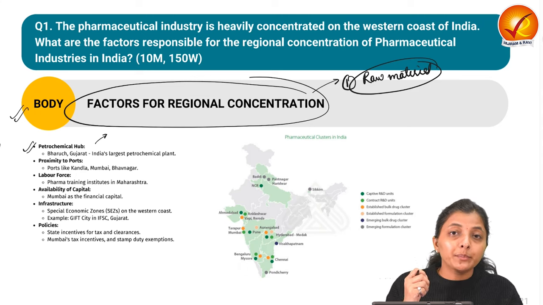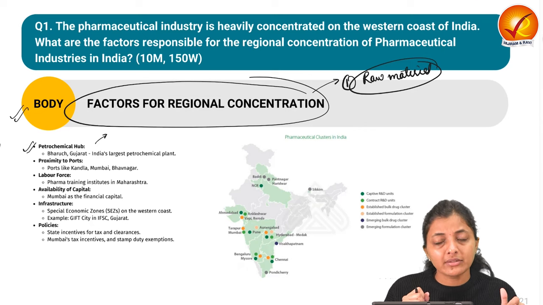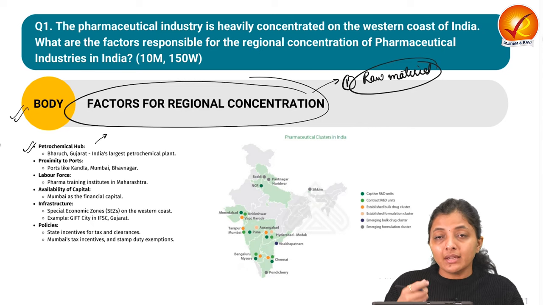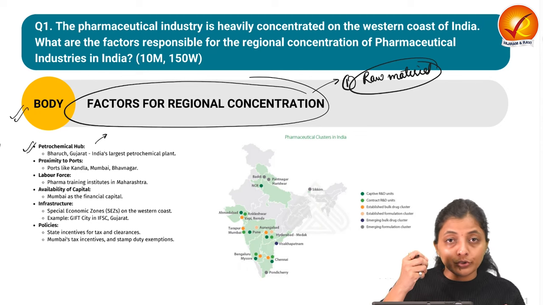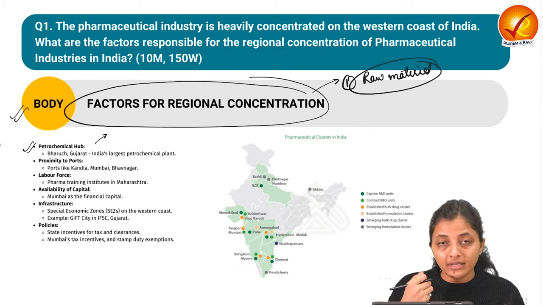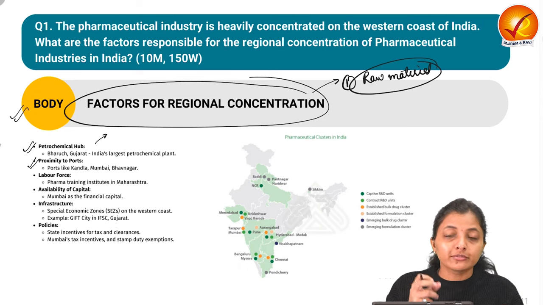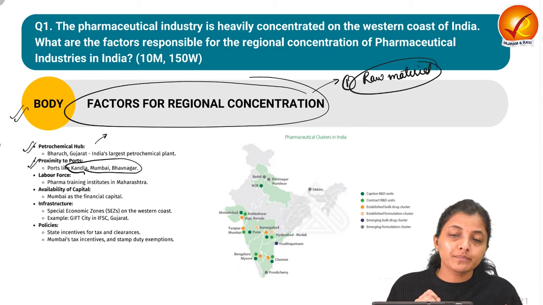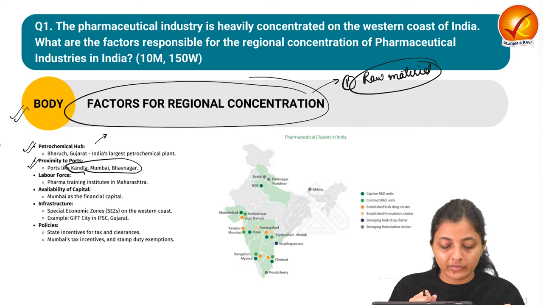Then next is the APIs, active pharmaceutical ingredients. India is importing APIs majorly from China and other parts of the globe as well. So the input is API, and India is importing it. So proximity to the port is again a requirement for the raw material, for the import of the raw material. Again, Kandla, Mumbai, Bhavnagar, these are the major ports. So the raw material will be obtained from these ports.